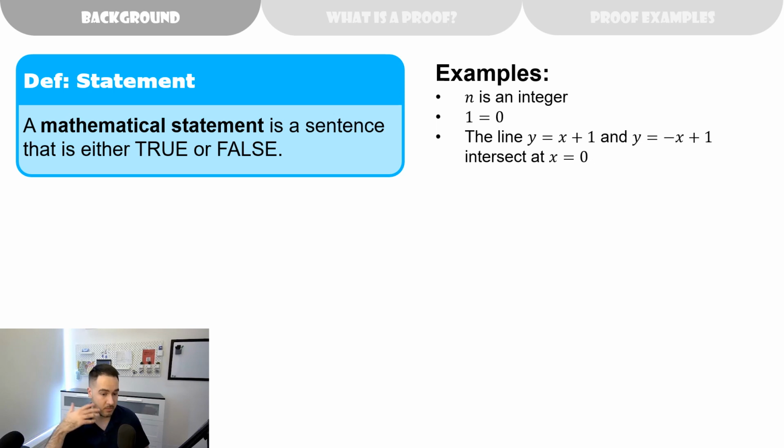Now these are all statements that can be either true or false, depending on which ones. We know, for instance, that the first one is probably true if it's stated as a question and as an assumption. The second statement is blankly false in all scenarios. And for the line y equals x plus 1 and y equals negative x plus 1, where it intersects is something we normally have to do a little bit more work to figure out whether it is true or false. Not all mathematical statements are obviously true or false. They can sometimes require a bit of work to figure out.